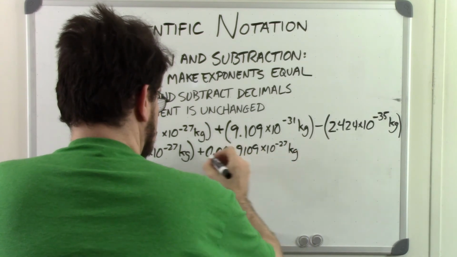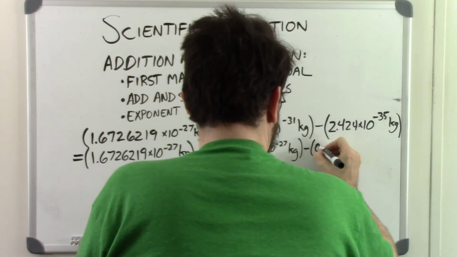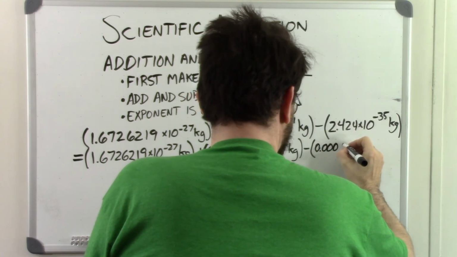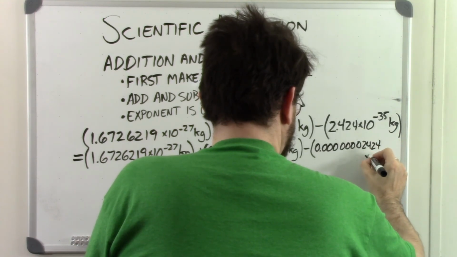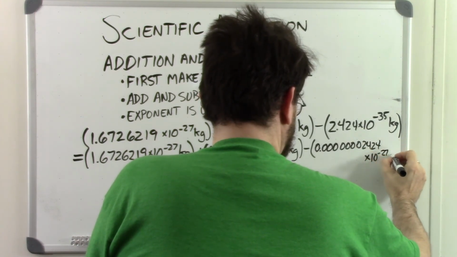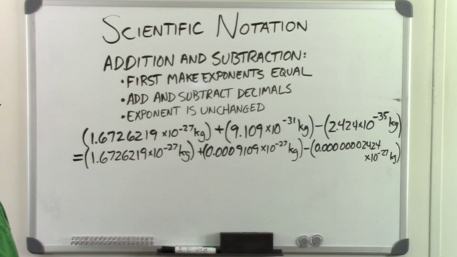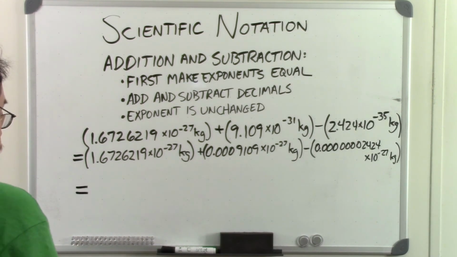1.6726219 times 10 to the minus 27 kilograms plus 0.00091109 times 10 to the minus 27 kilograms minus 0.00000002424 times 10 to the minus 27 kilograms. Now we just add and subtract the decimal parts and keep the exponent the same.